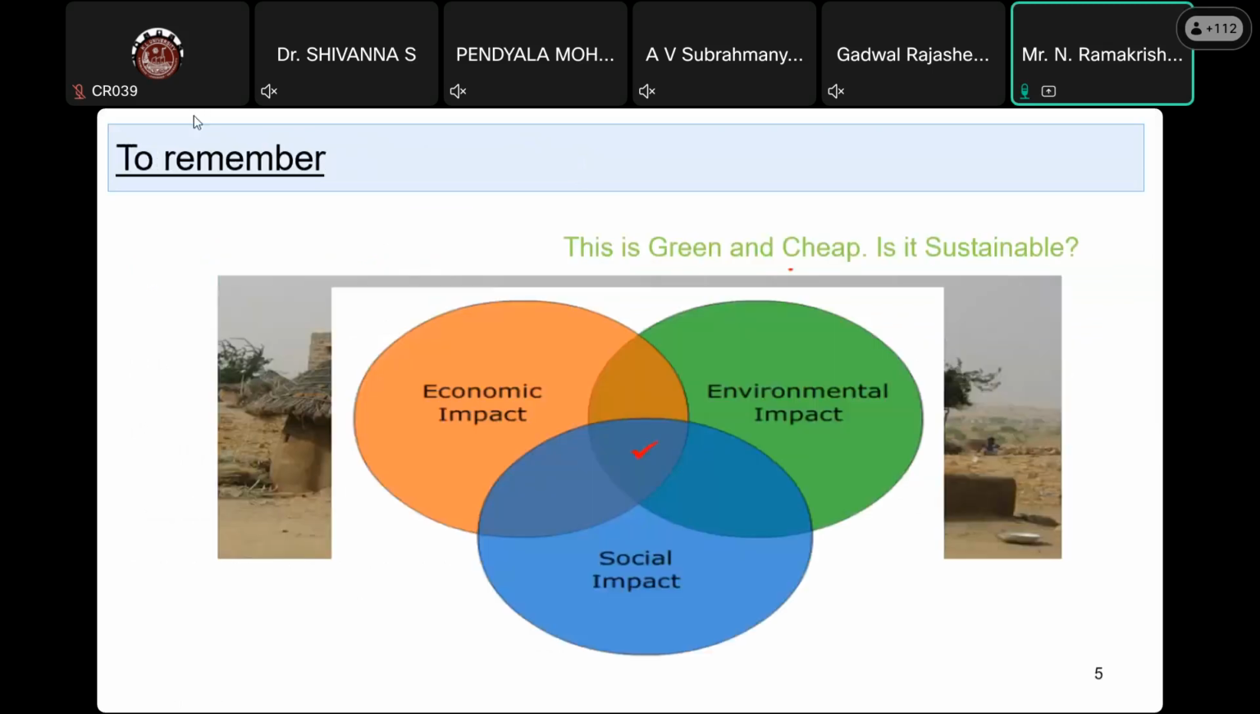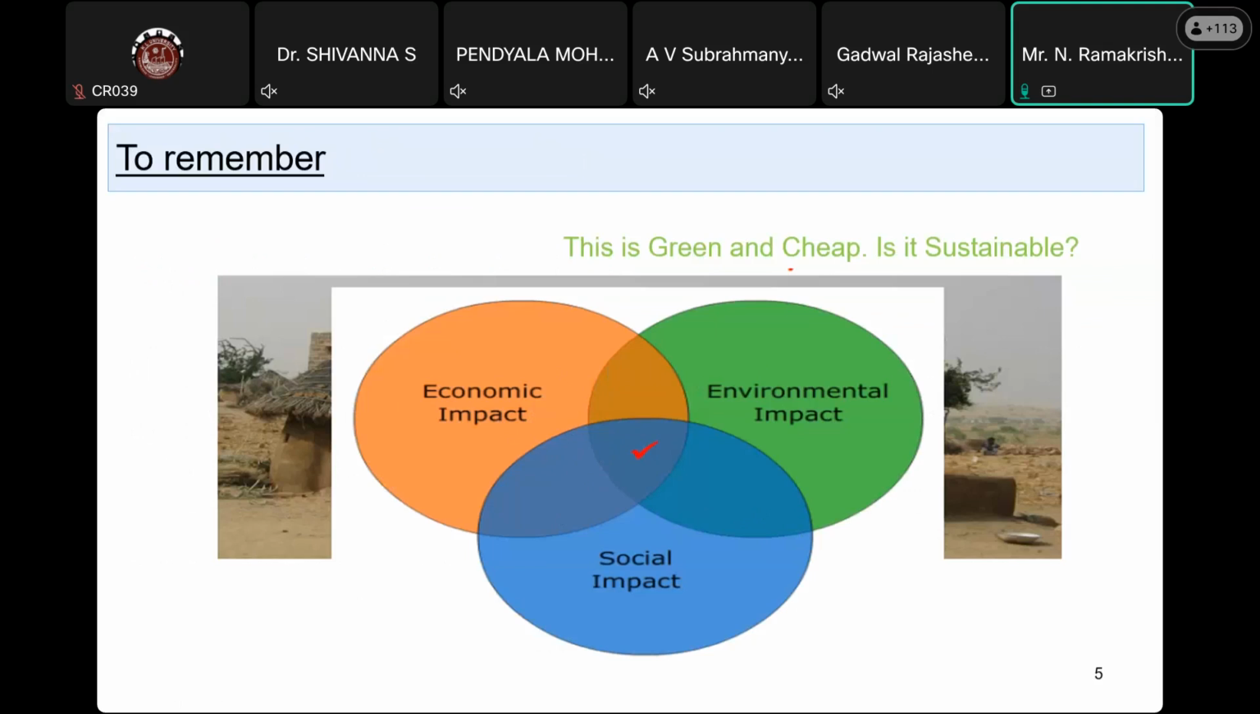This is the Venn diagram which shows the economic impact, environmental impact, and social impact. Those three are connected. One region is shaded in all three. If you can see here, that one is common to all three circles of the Venn diagram. We are going to talk about these three circles and their subsets: economic, environmental, as well as social impact.